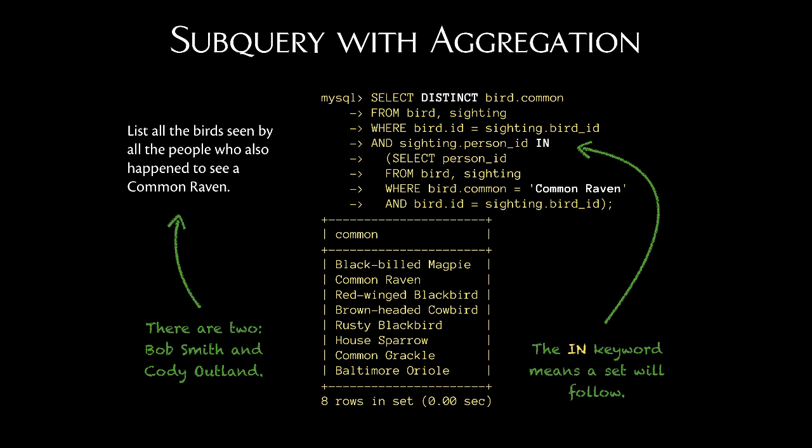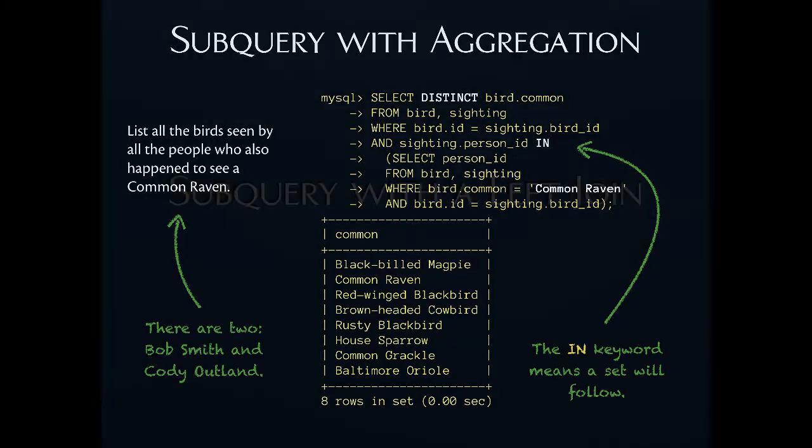And so the distinct keyword does that, right? So just list the species of birds seen by the people who have seen a raven. There they are. That's a more intuitive answer than if you see magpie, magpie, raven, raven, raven, blackbird, blackbird, cowbird, right, et cetera, et cetera. So just having the distinct birds there helps a lot.